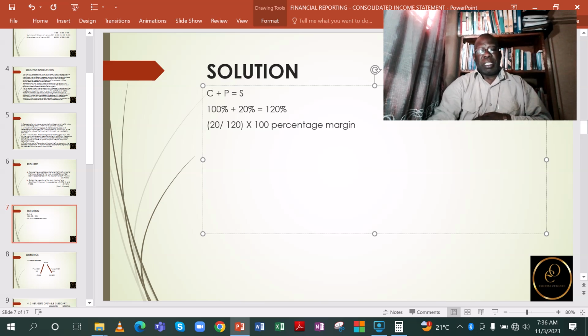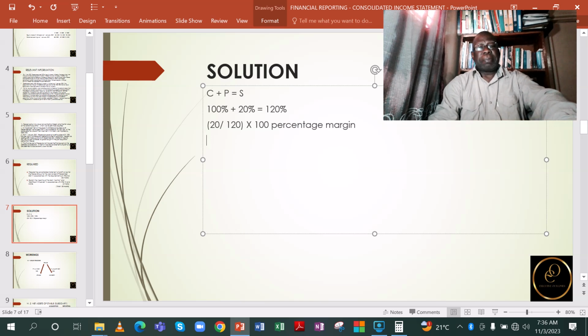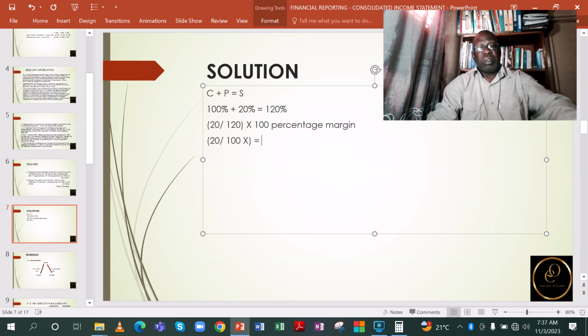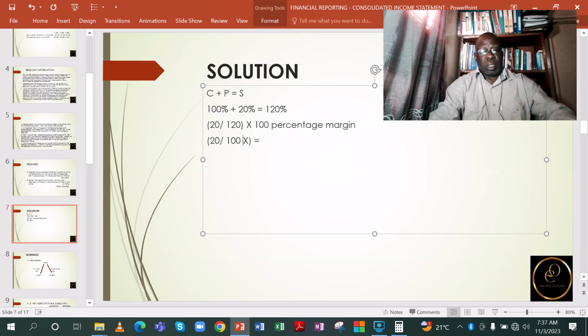Okay, get the percentage margin. Or you can look at this profit 20 divided by 100. Okay, again you can multiply this one by 100. So meaning that you have this. You're going to get, okay, multiply this one by that. You're going to get, just like here, a percentage.